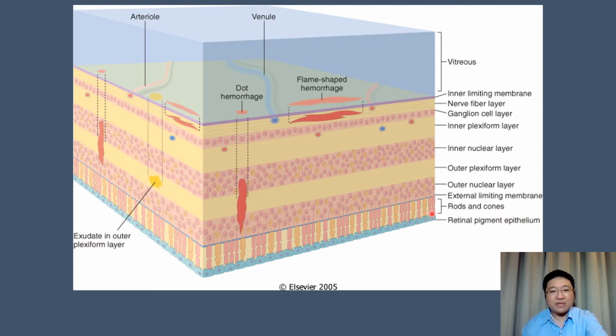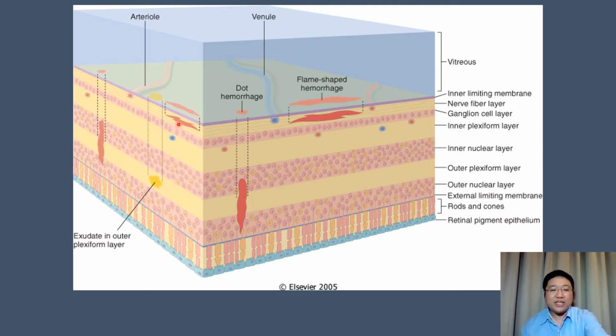If there is separation between the retinal pigment epithelium and the rest of the retina, that is called retinal detachment. If there is a separation between the inner limiting membrane and the vitreous, that is vitreous detachment.